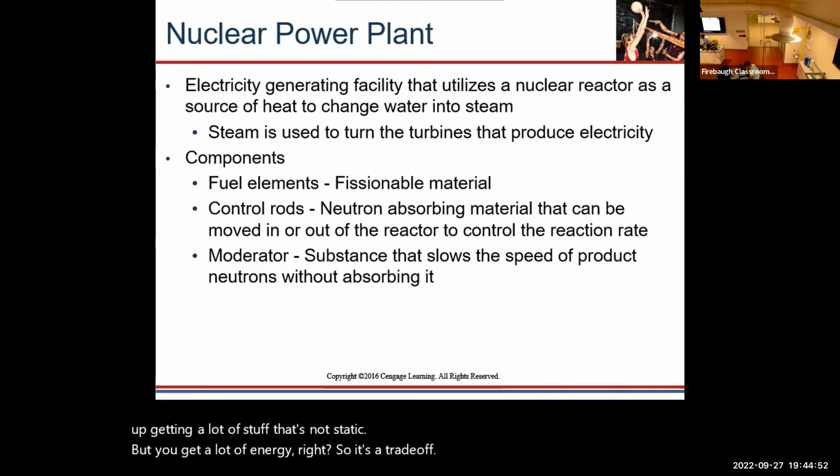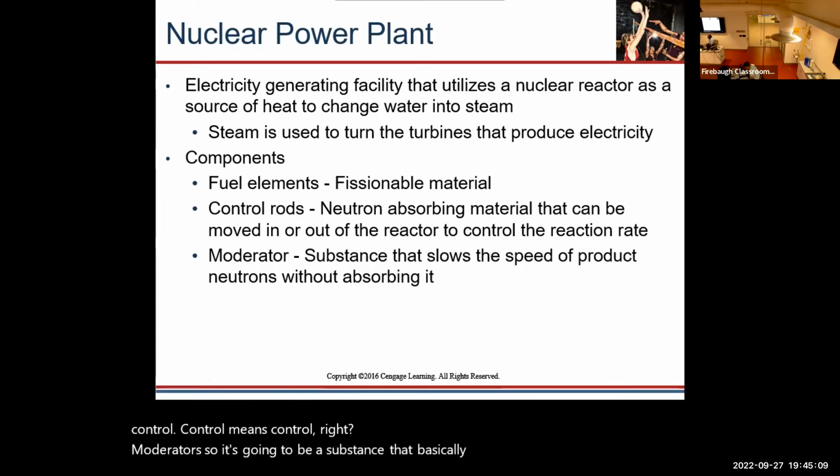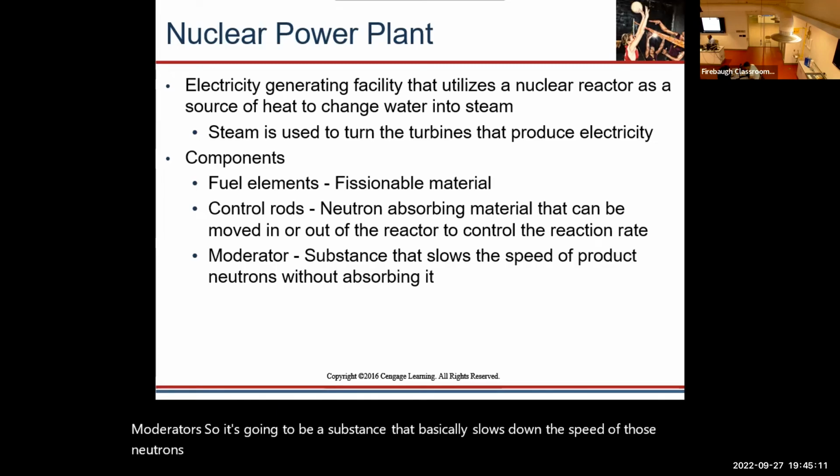So we have what we call control rods. Control rods are going to absorb those neutrons, so we're able to control the reaction. Then there are moderators, which slow down the speed of those neutrons, because otherwise, if they're going too fast, they will produce way too much.